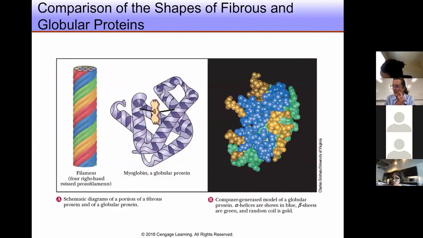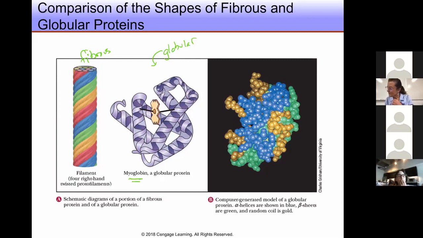So this is just showing a comparison of something that's fibrous and something that is globular. And this is showing myoglobin. I think every biochemistry textbook uses the same exact spherical protein to start with for their structures, and it's always myoglobin. I think it's because the first structure solved was sperm whale myoglobin.